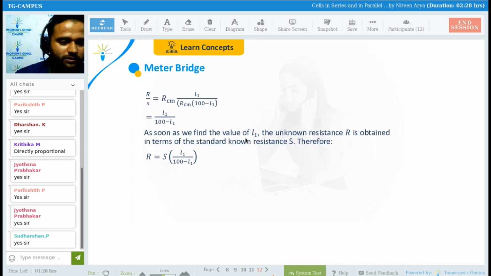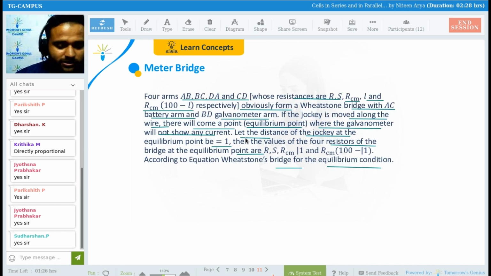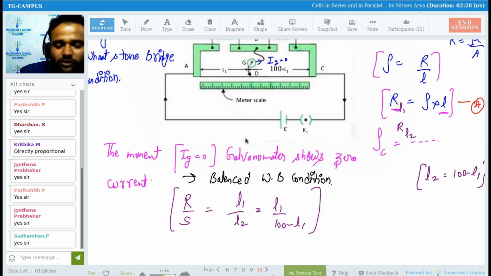Sir, what is a jockey? Okay, a jockey is something like a pan kind of structure, in which the wire is attached on this side, and you need to put it on the wire and slide it. This arrow is nothing but a pan-like structure, and using it you touch a single time and slowly move from one point to another point.